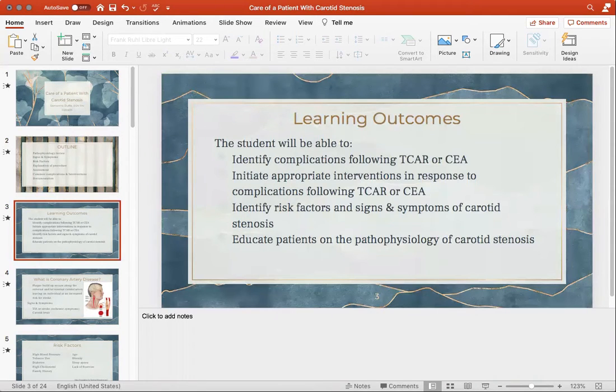Here is a list of the learning outcomes that students and learners will be expected to achieve following this lecture. You can pause the video and read these.